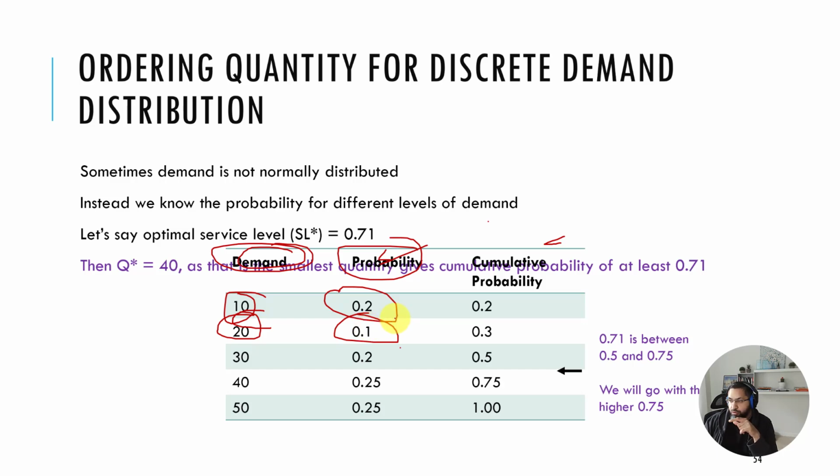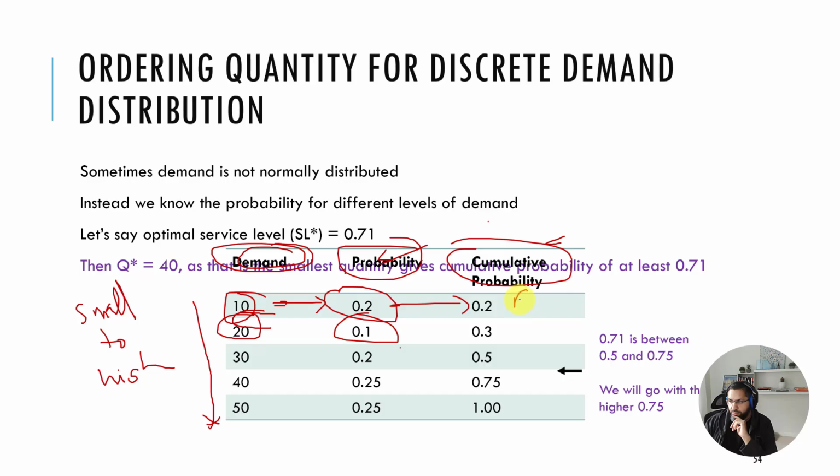then what you want to do first is find the cumulative probability column. This column would not be given to you, but it's very easy to find. The demand has to be sorted from small to high values. For the lowest level of demand, that is the cumulative probability, because that's the probability that demand will be less than or equal to 10, which is exactly 0.2, because demand can be 10 and there's no probability of demand being lower than 10, so that's 0.2.